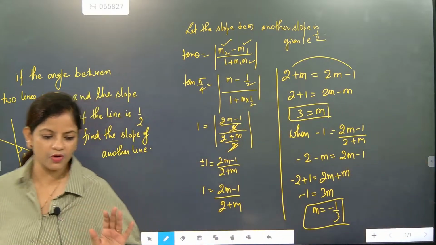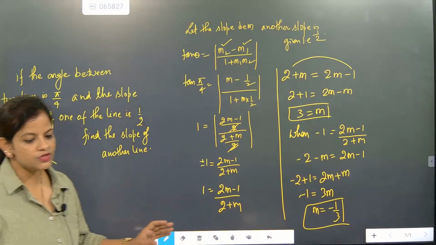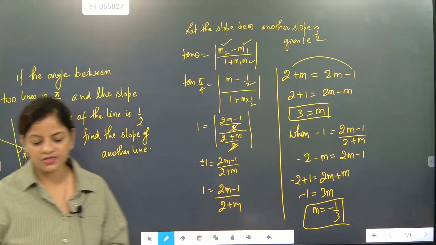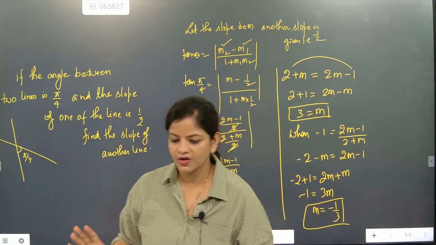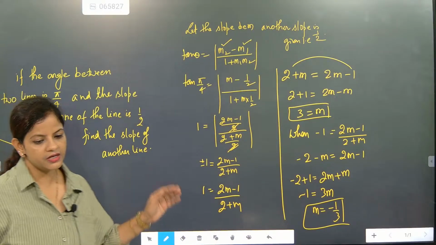That's the most important thing. m is coming as minus 1 by 3. So two values are coming. One value of m is coming as 3, another value of m is coming as minus 1 by 3. So these are the two different values.